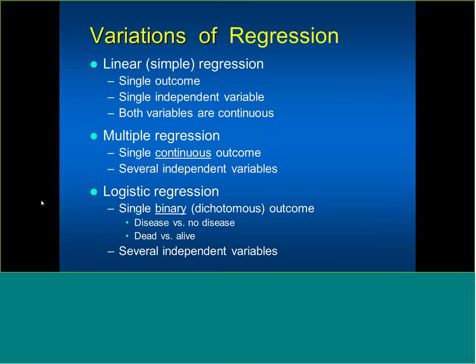So in medicine, we want to know who's going to have a disease, who's not going to have a disease, who's going to be dead, who's going to be alive. So I've got a binary or dichotomous outcome. And I've got several independent variables.